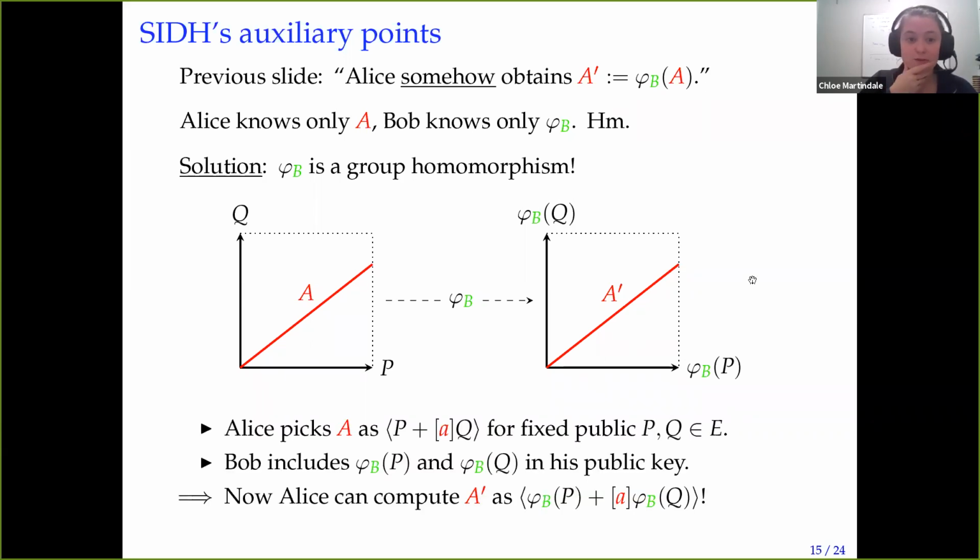Okay, so just to write that in a more precise way, Alice picks her secret A by taking generators, public generators P and Q of the A-torsion, for fixed public P, Q, and E. And then Bob includes the images of those public points under his isogeny in his public key. And then Alice can compute A', the image of her secret point under Bob's isogeny, just by splitting it up using the group homomorphism and taking phi_B(P) plus a times phi_B(Q). And then it's the kernel generated by that.